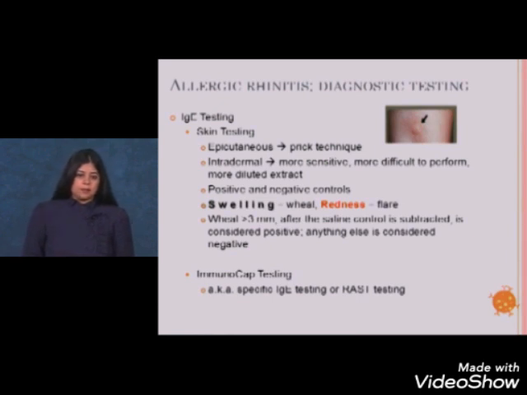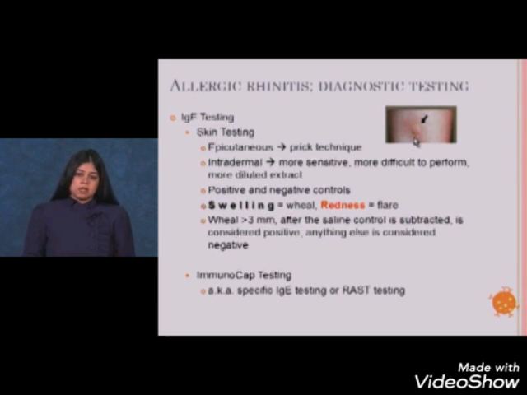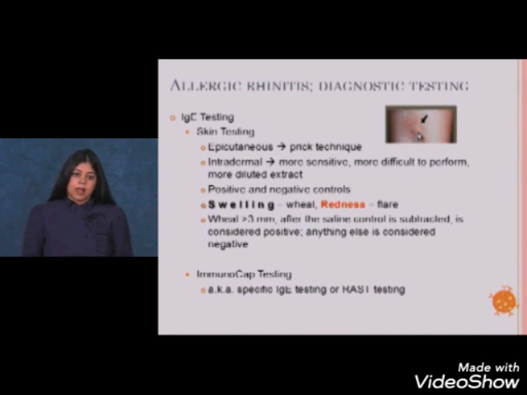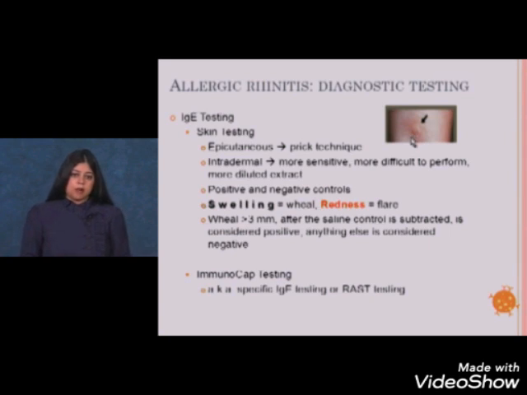There are positive and negative controls. When we get a response, we look for swelling, as you can see here. We measure it in millimeters. This is the wheal reaction. And any surrounding redness around it is called the flare reaction. And so if there's a wheal greater than 3 millimeters after the saline control is subtracted, it's considered positive.